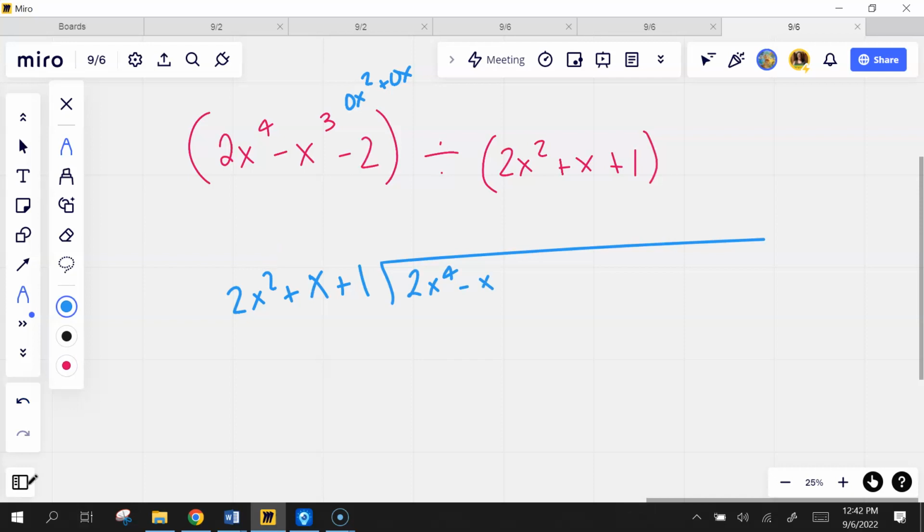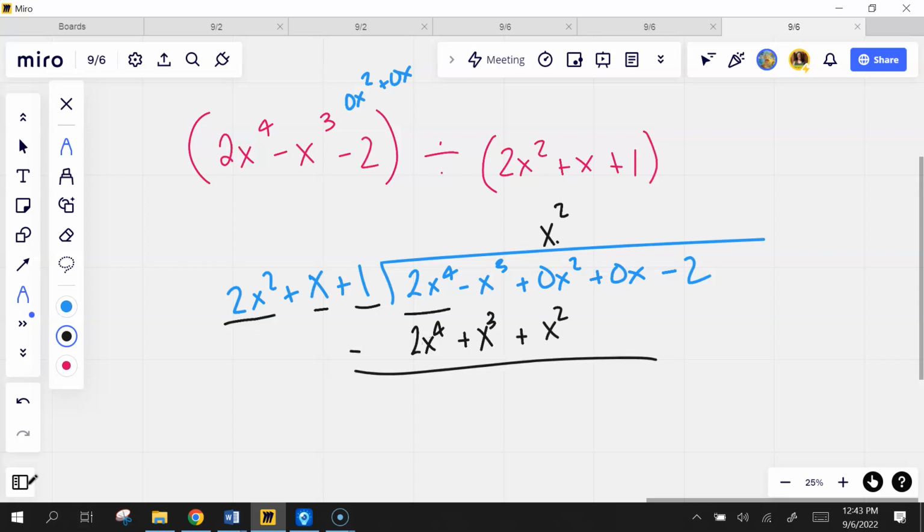2x to the fourth minus x cubed plus 0x squared plus 0x minus 2. What do you multiply 2x squared by to get 2x to the fourth? x squared. It goes in the squared column. I multiplied around, but it has to multiply to everybody. x squared times 2x squared is 2x to the fourth, x squared times x is positive x to the third, and then x squared times 1 is x squared. All of this gets subtracted, not just one piece.